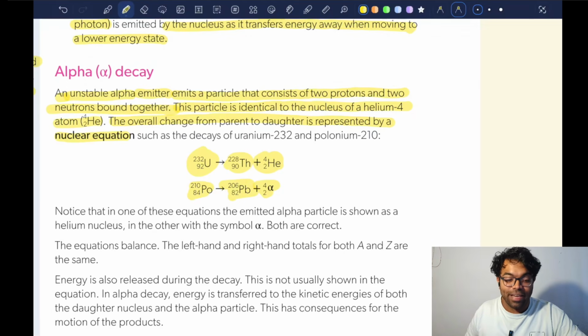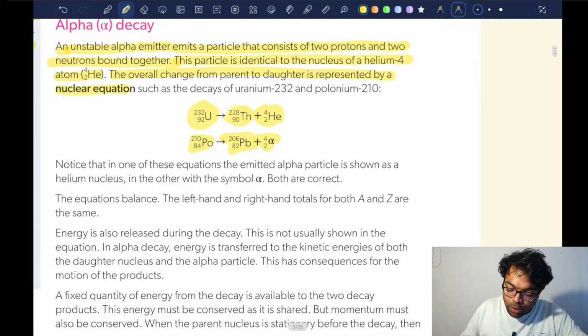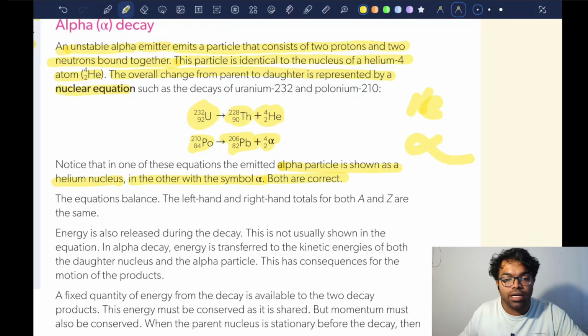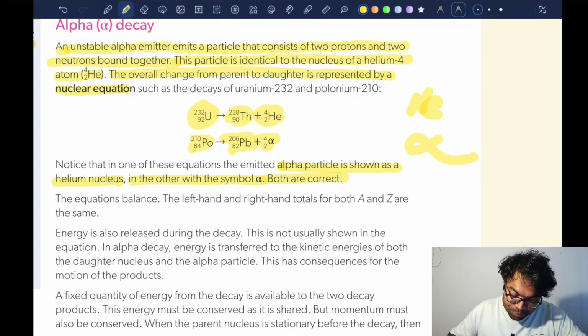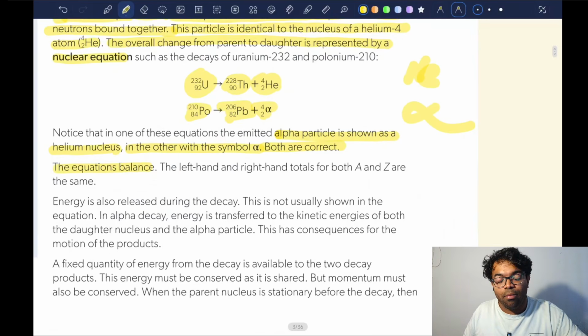Lead. Yes. Lead. Okay, so notice that one of these equations that emitted the alpha particle is shown with a helium nucleus, and the other with the symbol alpha. Both are correct. So you can either use He or you can use the term alpha to represent an alpha particle. Okay, the equation is balanced. Why? Because whatever mass was present in uranium, the same amount of mass is present in thorium and the alpha particle.